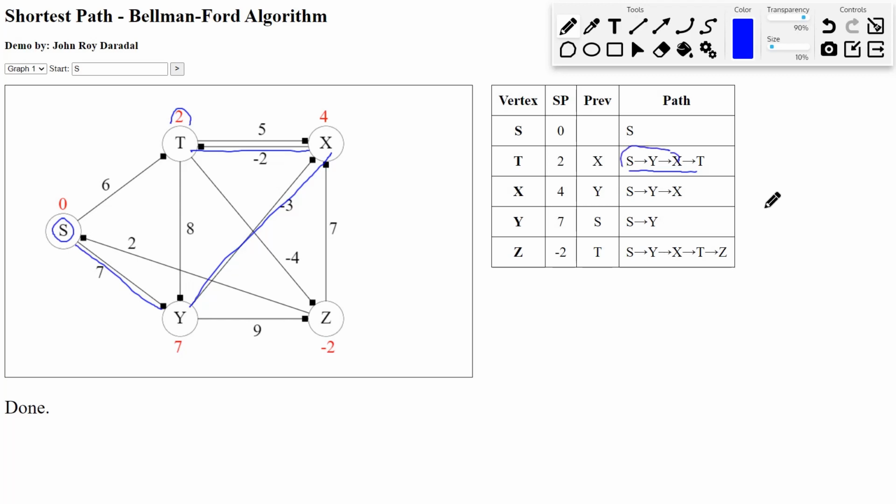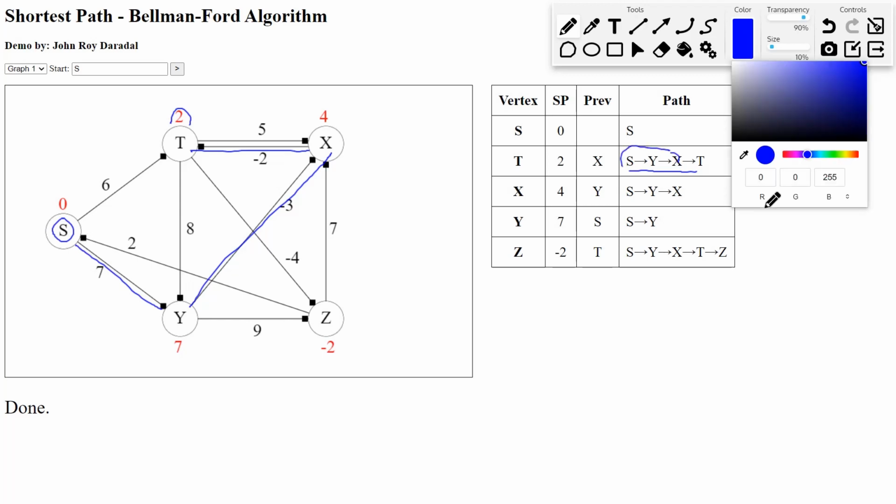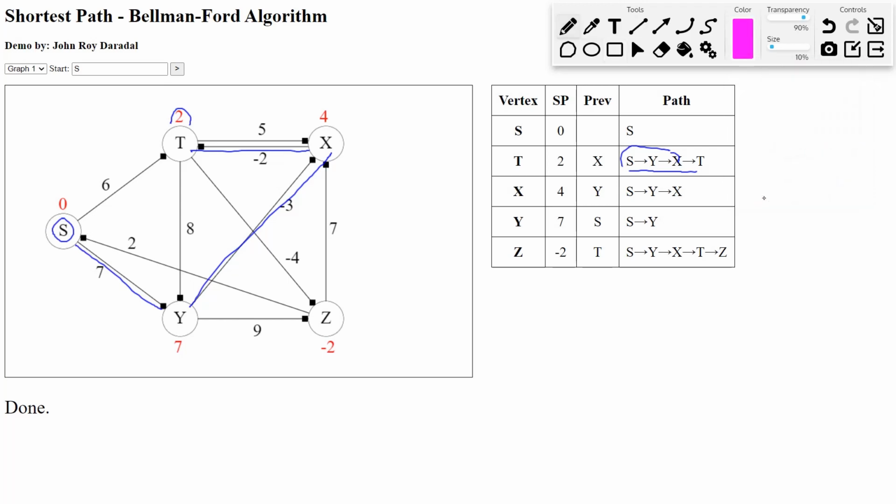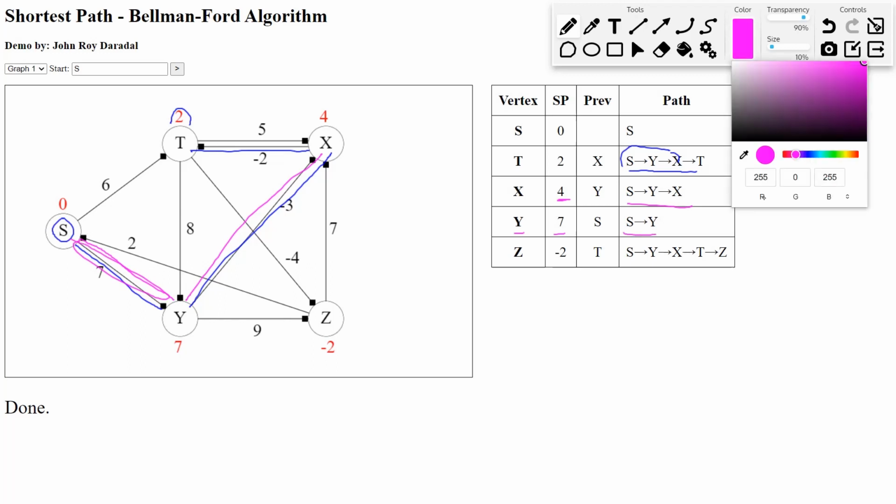So maybe I'll use red, or this one, magenta, or whatever. S, Y, so 7 minus 3 is 4. So that's why we have 4 here for S, Y, X. And then, of course, just S, Y would be 7, just from going from here to here. Okay? And then for Z, maybe I'll use another color here.